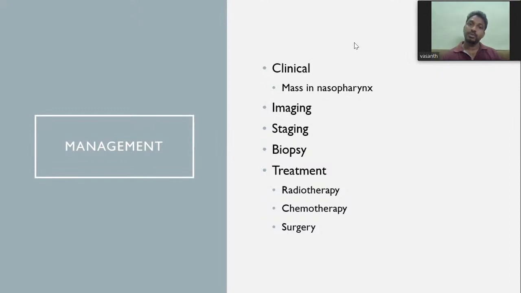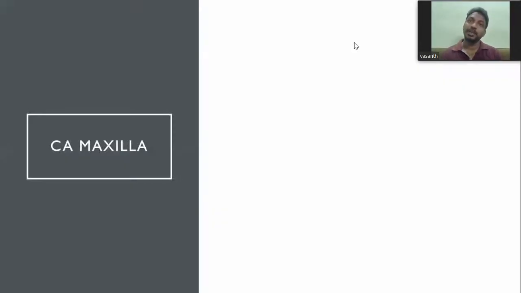Surgery we don't do for nasopharyngeal carcinoma, but in recurrence cases or in very small cases, we do surgical excision. And the same thing I told, it looks complicated, but it's the very, very easiest question I would suggest to answer. Carcinoma maxilla. So what are they? Introduction.